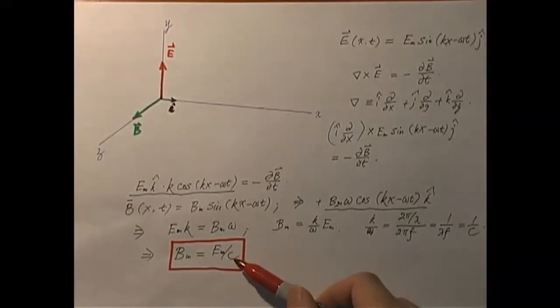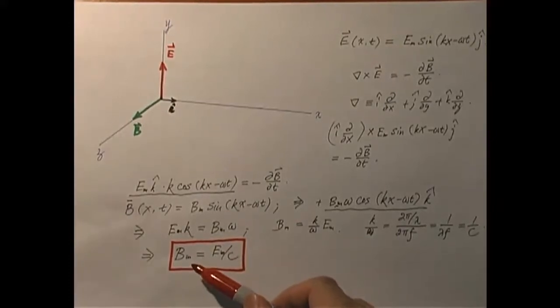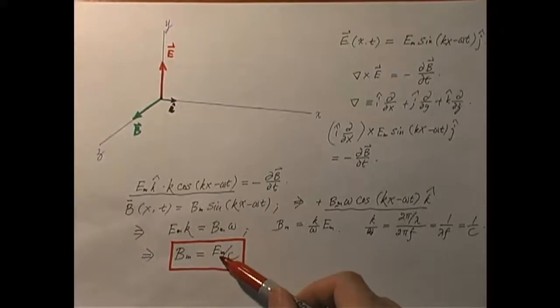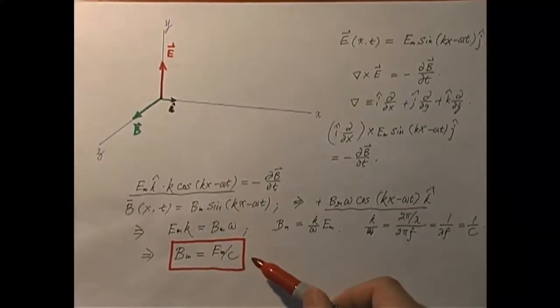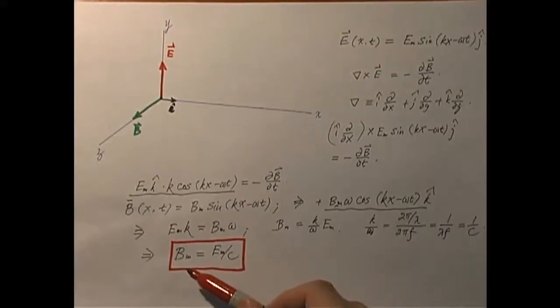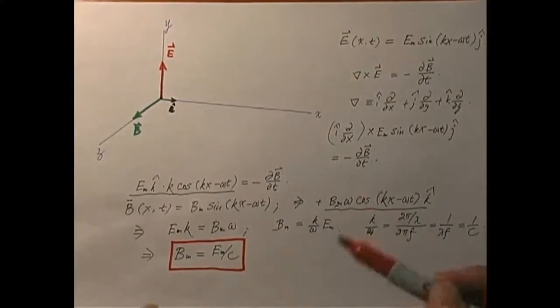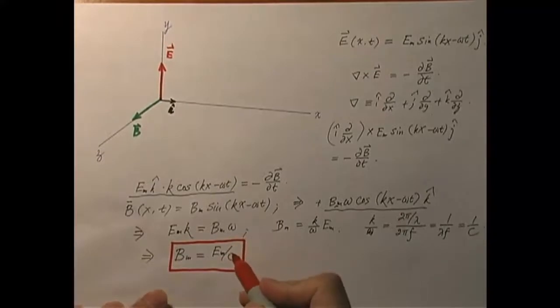You notice c is a very large number in SI units, therefore B, the amplitude of B, is much smaller numerically than the amplitude of E in the SI system. That is consistent with the fact that Tesla is a large unit in the SI system. So that's why we have a much smaller value of B in Tesla versus a much greater value of the electric field in Newton per Coulomb.